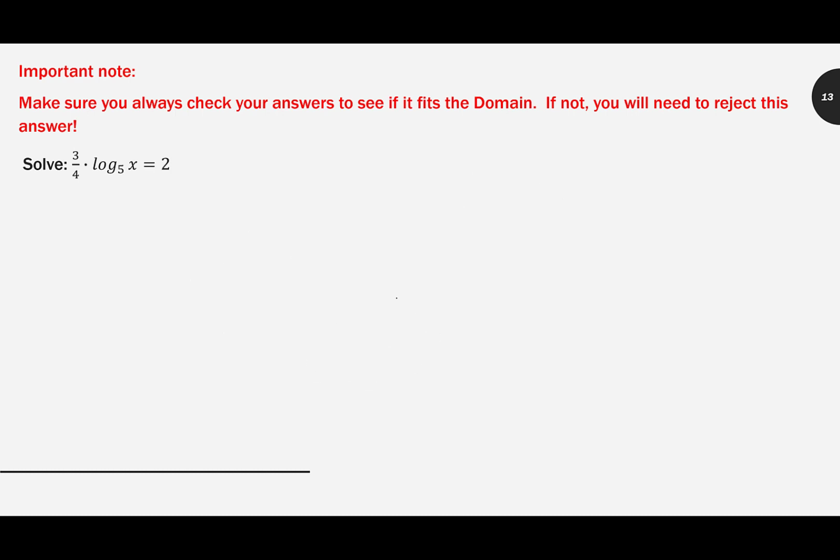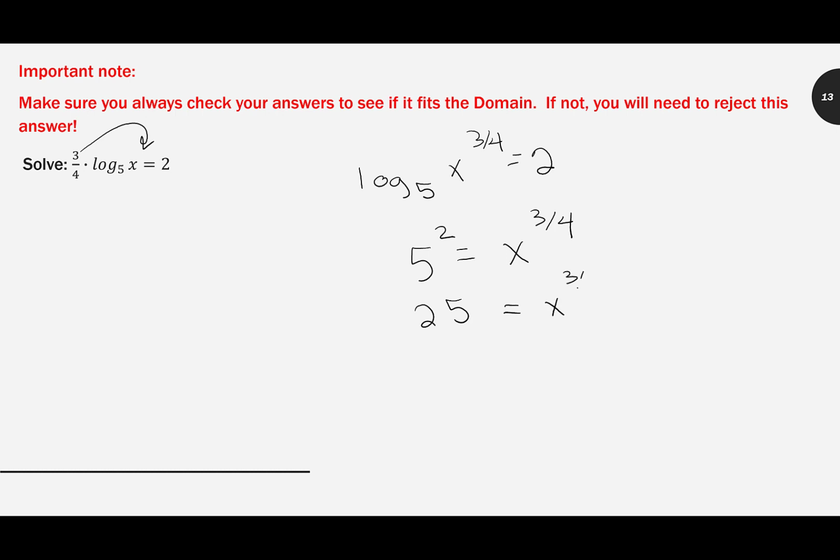Let's try 3/4 times the log base 5 of x equals 2. This looks like the last one. We have this coefficient that we want to rewrite. So the log base 5 of x to the power 3 over 4 is equal to 2. So I moved this up. Now I can use the definition of logarithm that says 5 squared is equal to x to the 3/4. 5 squared is 25. So this becomes solving an equation with a rational exponent. And what we do is we do the reciprocal, which is 4 over 3. And we're going to do that on both sides. So my solution, this cancels out, and I just have x on the right.